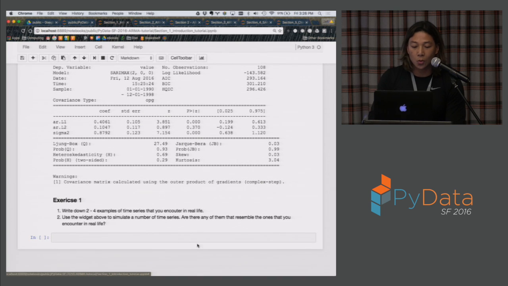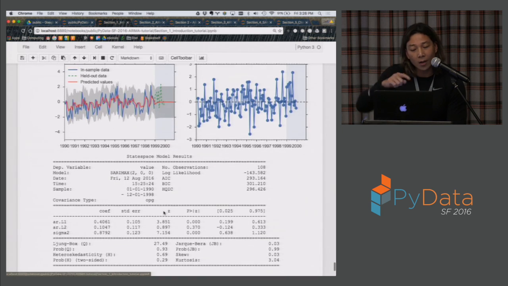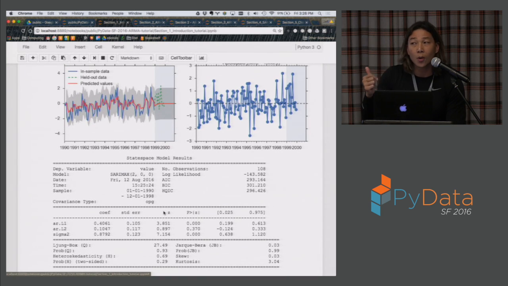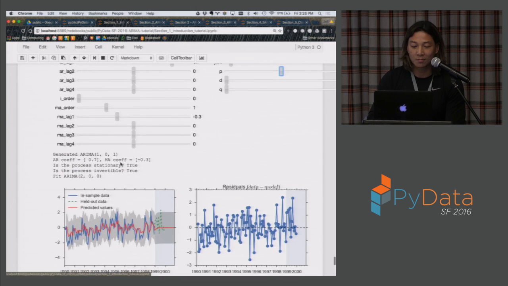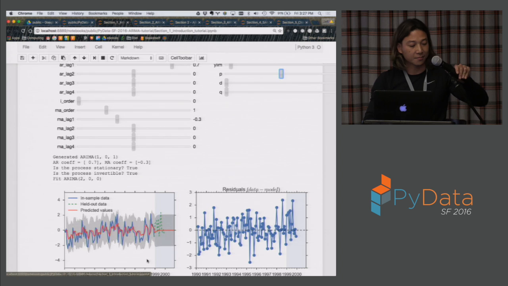And use this tool that we have developed to simulate a number of series. And get a feel of what different series look like. And more importantly, whether or not you can actually simulate some series that you think you can encounter in real life. Okay, so play around with this tool. Spend the next 5 minutes or so. And my colleagues will be, well, where are they? They will be walking around and see if you have any questions.